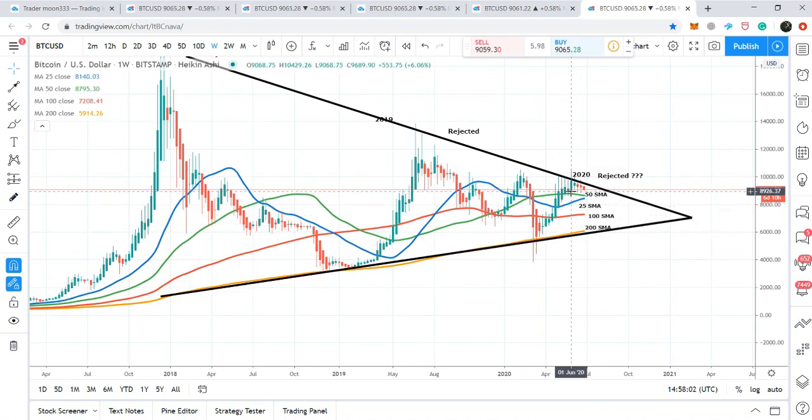So this was the update so far. If I have more updates on the price action of Bitcoin, more developments, I'll definitely share with you.